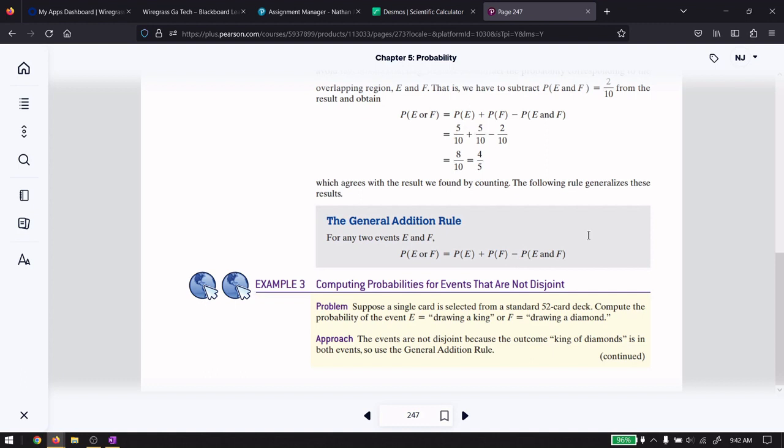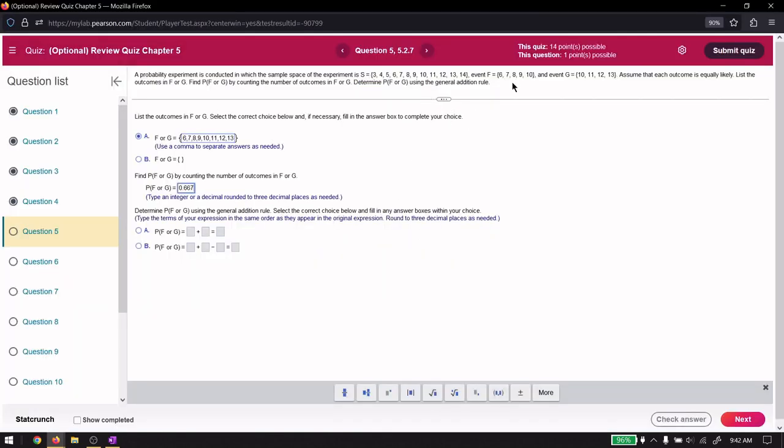And really what you're doing here is you're adding up all the possibilities of E and F, but you've double counted the times that E can happen and F can happen together. So you've double counted that, so you have to subtract one off, and that will give you the correct probability. And that's what we see here in this problem that we're working on.